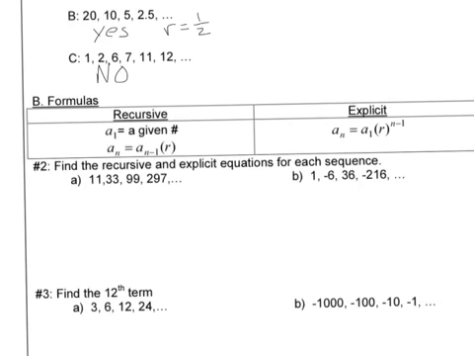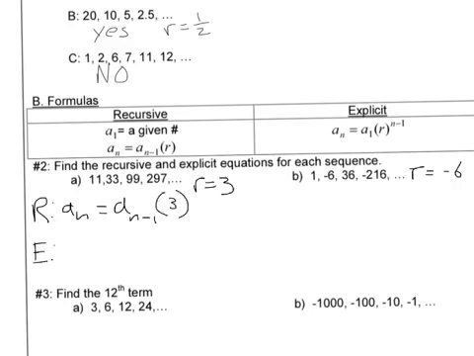Our r value here, what are we multiplying by? It looks like we're multiplying by 3 every time. And here, it looks like our r value is -6. So let's write the recursive for this one first. Recursive is just going to be a sub n equals a sub n minus 1, meaning the previous term, times 3. That's it.